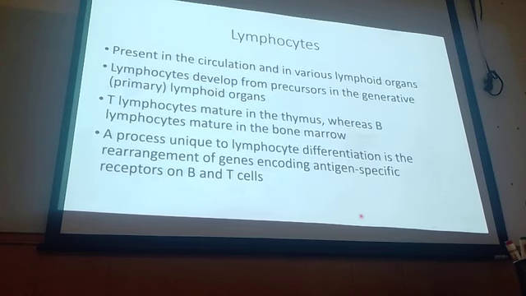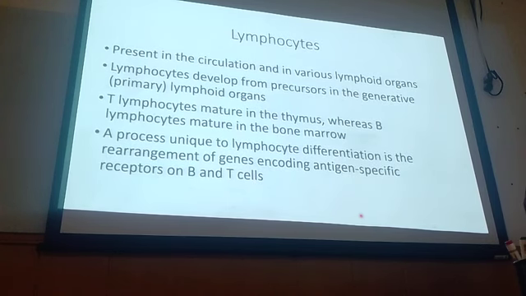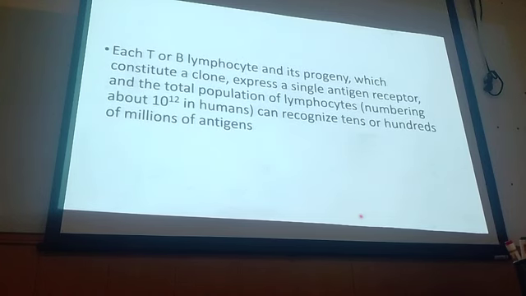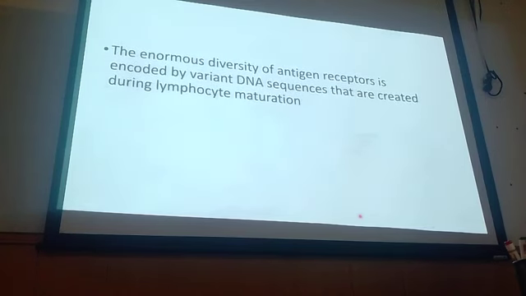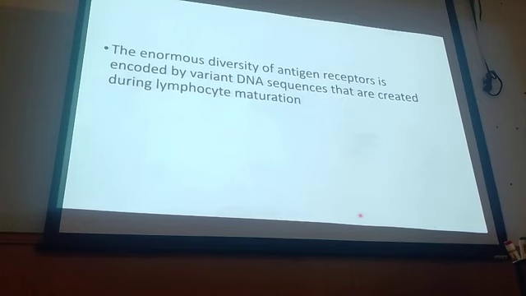Every B cell has a specific antibody, a specific receptor for a specific antigen on the surface, and it's due to a process named gene rearrangement in the maturation of the lymphocytes. Each T or B lymphocyte and its progeny, which constitute a clone, express a single antigen receptor, and the total population of lymphocytes, numbering about 10^12 in humans, can recognize hundreds of millions of antigens. So we have millions of antigens and millions of lymphocytes in our body, each specific to an antigen. The enormous diversity of antigen receptors is encoded by variant DNA sequences that are created during lymphocyte maturation.